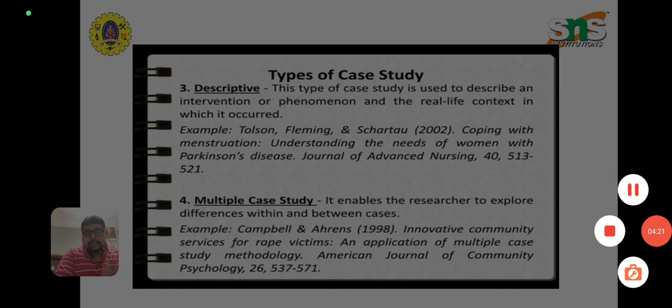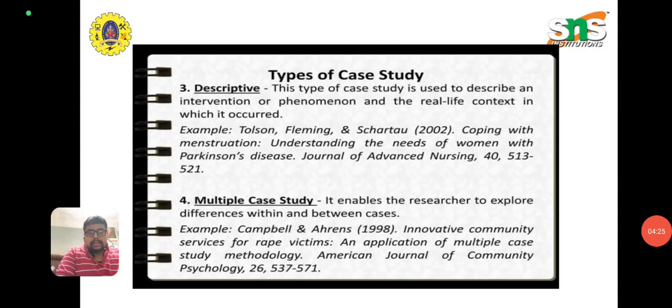Next, there are more types of case study. Next we are going to see the descriptive case study. This type of case study is used to describe an intervention or phenomenon in the real life context in which it occurred. Example, Tolson and Fleming's journal article, coping with menstruation: understanding the needs of women with Parkinson's disease, Journal of Advanced Nursing, page number 530 to 521.